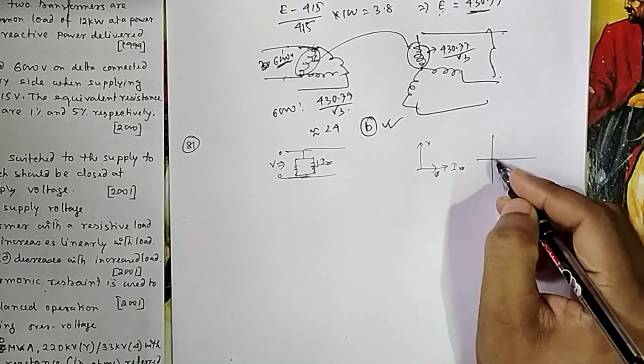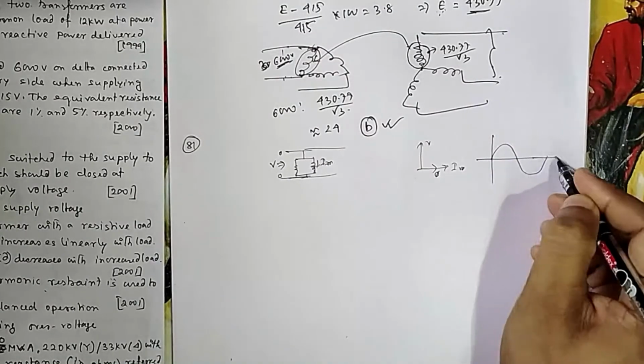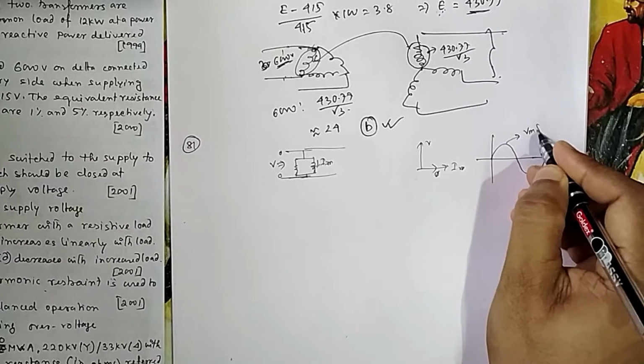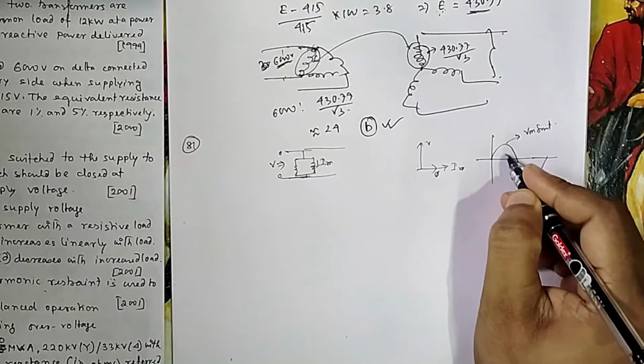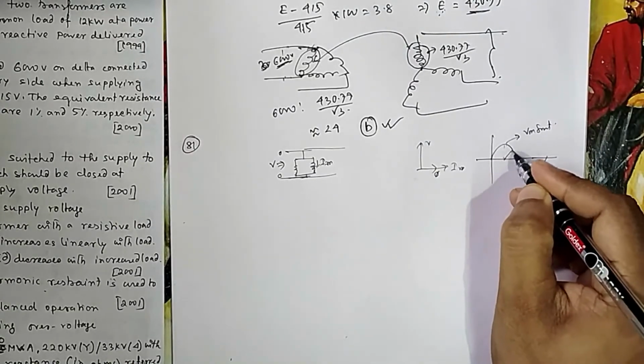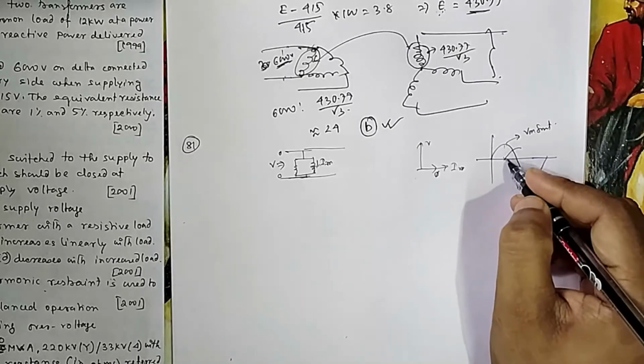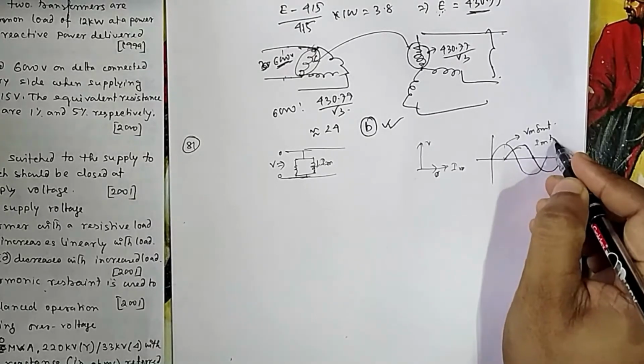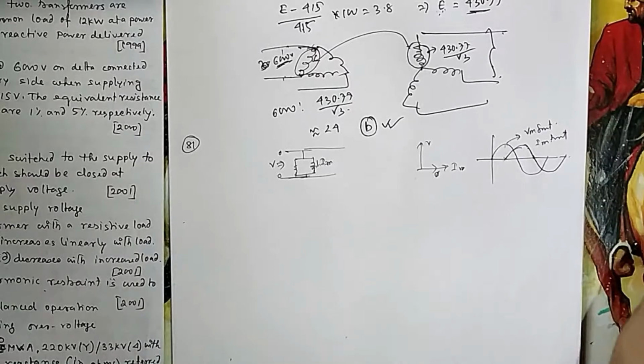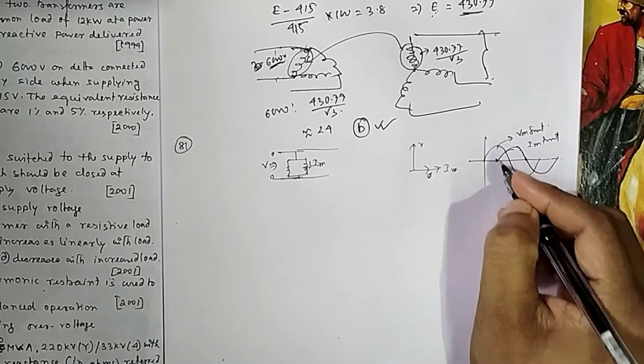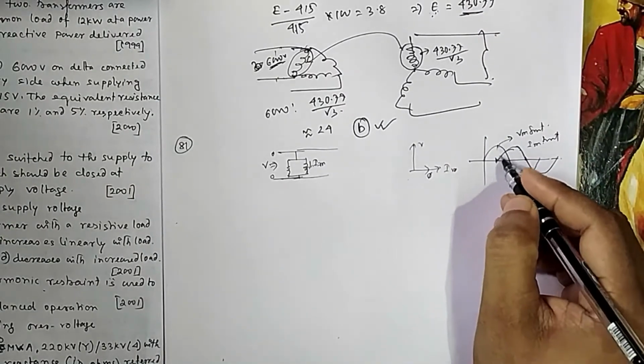So if your V starts from here, this is your V sine wave, suppose Vm sine omega t. Your IM will start after 90 degrees. It is lagging, so it will start after 90 degrees. So IM sine omega t. You need to have minimum inrush current. So if you switch on at this point, your IM will be minimum and it will gradually start.